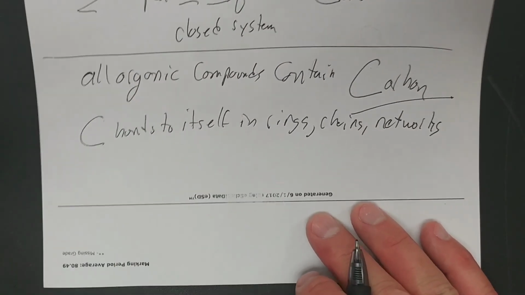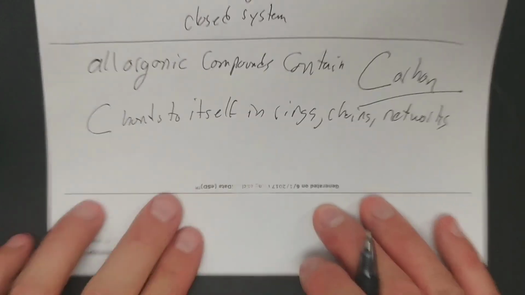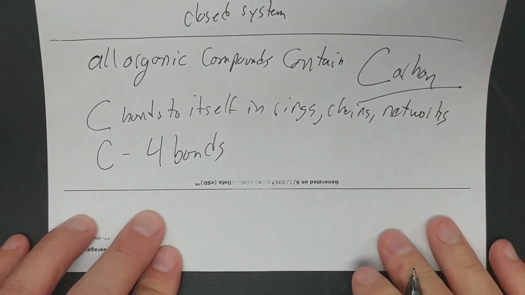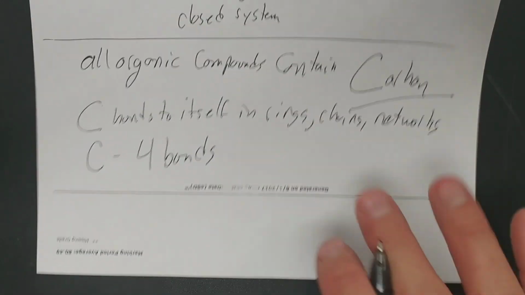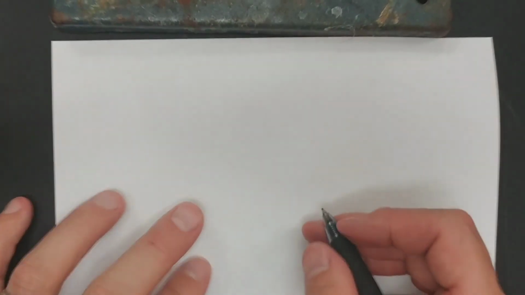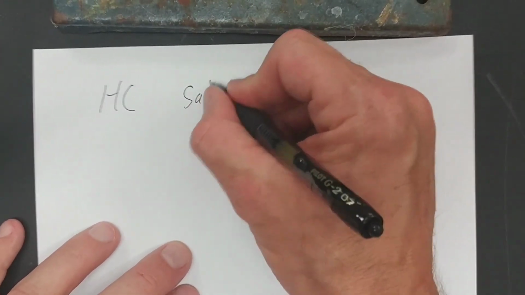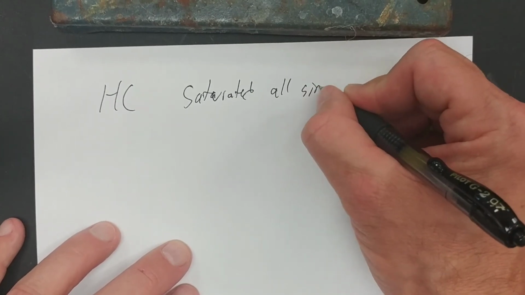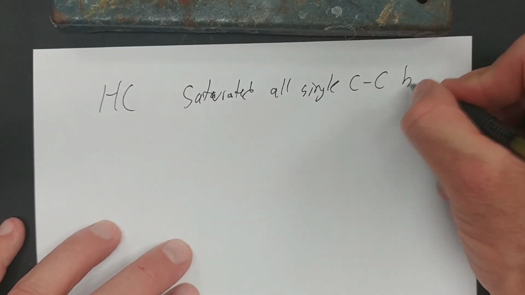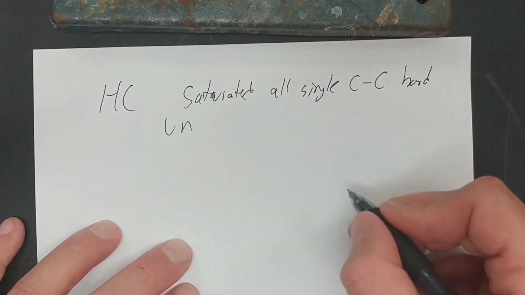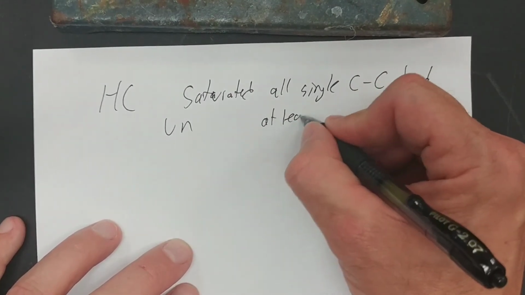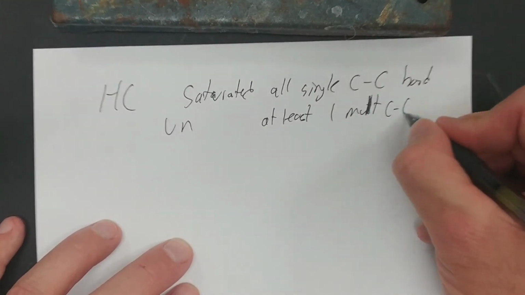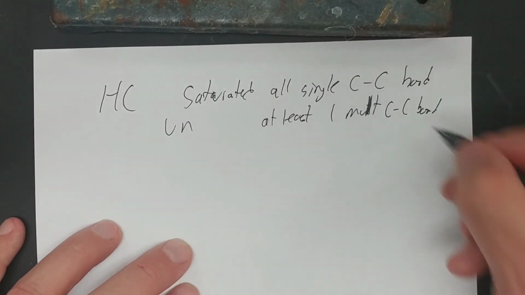All right. Carbon, always, for bonds. Hydrocarbon, saturated: all single carbon-carbon bonds. Unsaturated: at least one multiple carbon-carbon bond. Specify the carbon-carbon.